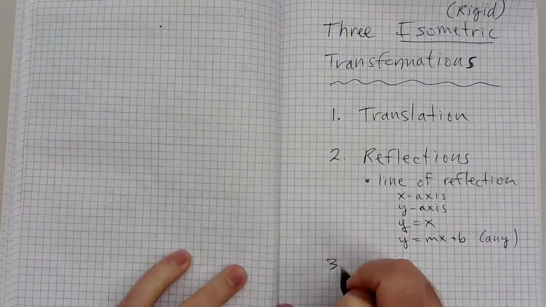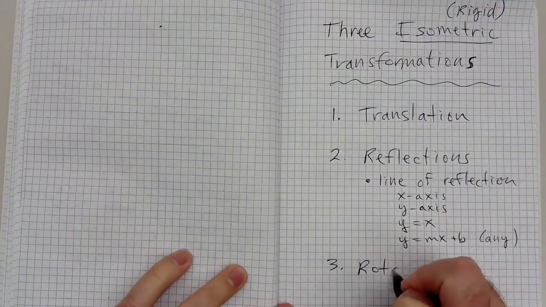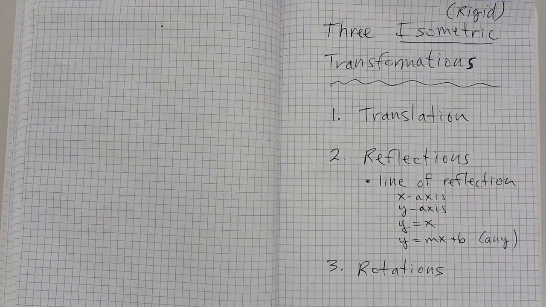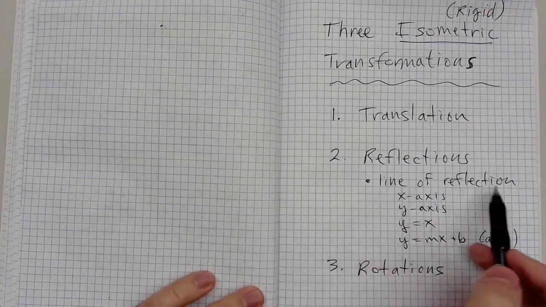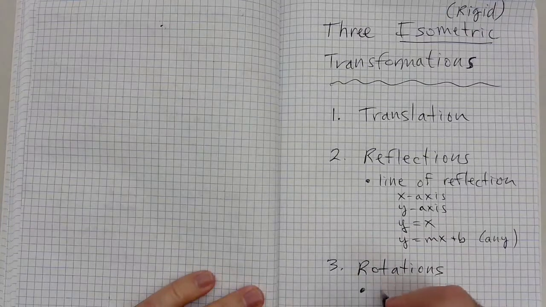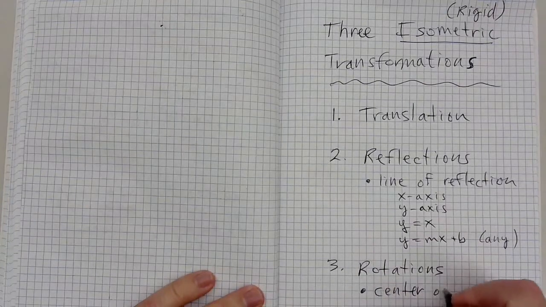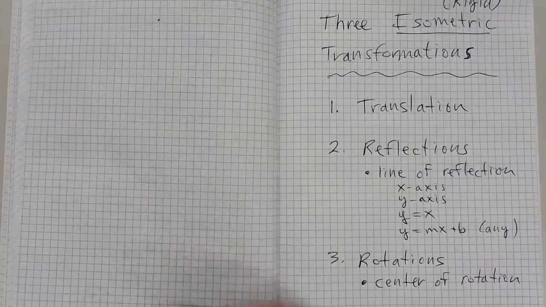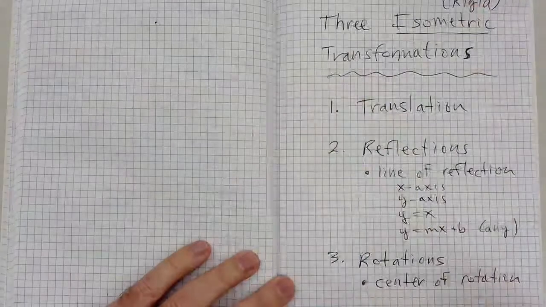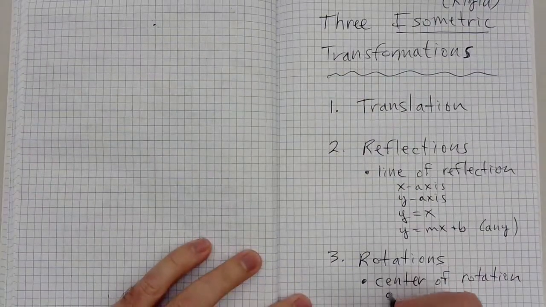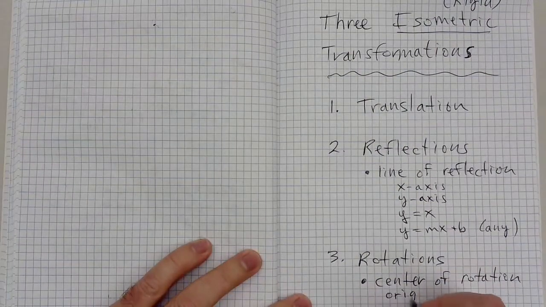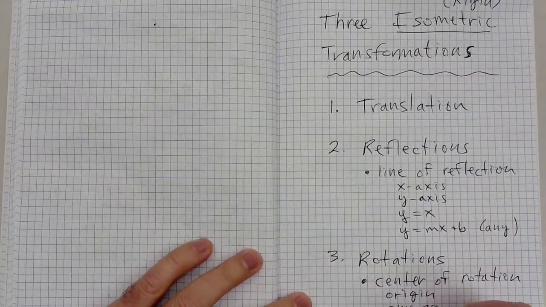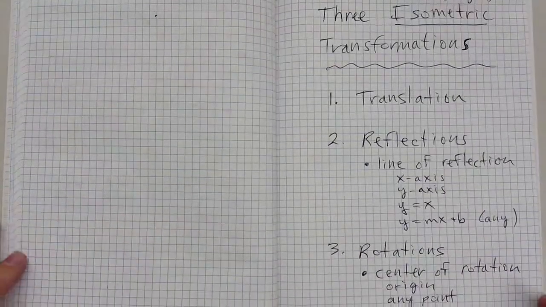Thirdly, we're going to learn about rotations. Okay, and rotations don't have a line, they have a point that we call the center of rotation. Okay, I realize I'm giving you information without explaining what everything is, but we're going to cover all of this. Oftentimes the center of rotation is the origin. However, the center of rotation can be any point. It can be any point whatsoever on the coordinate plane.